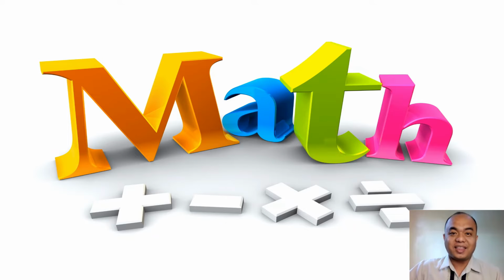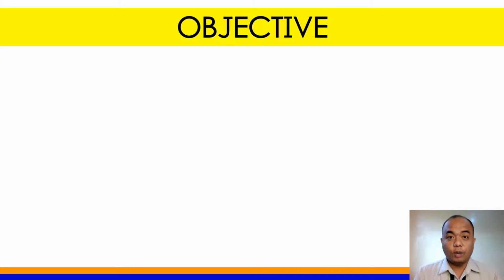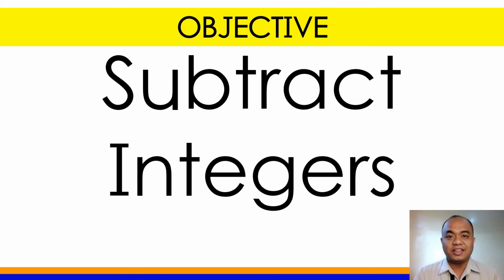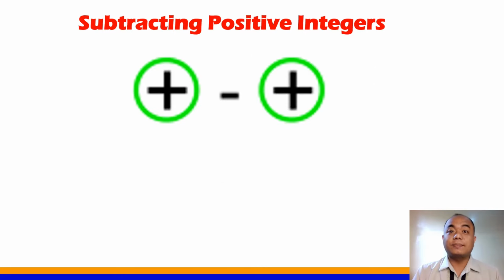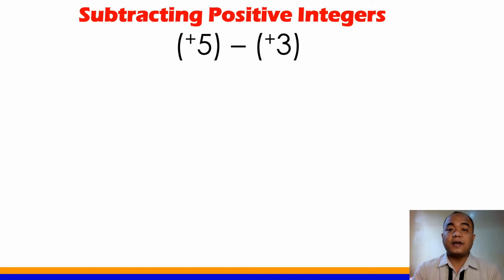Welcome to our mathematics class. And our objective for this time is to perform operations involving integers. Particularly, we will be subtracting integers. We will subtract first both positive integers. Let's have this example. Positive 5 minus positive 3.